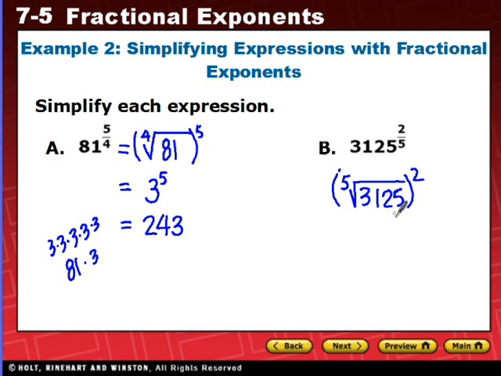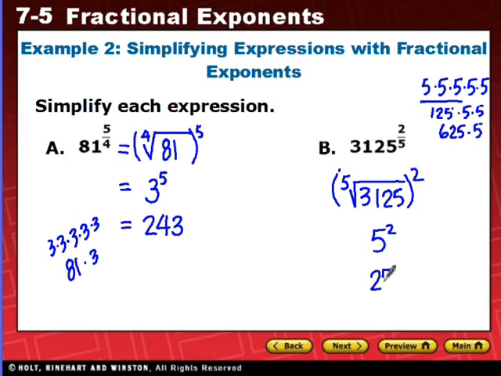But I know it has to be something like 5 or 15 because it's ending in a 5. And my guess is it's probably 5, because even though it seems like a pretty big number, it's not when we start multiplying a lot of things together. So 5 times 5 times 5, this is 125. Times another 5 is 625. Times another 5, sure enough, 3,125. So this is really just 5 squared, or 25.